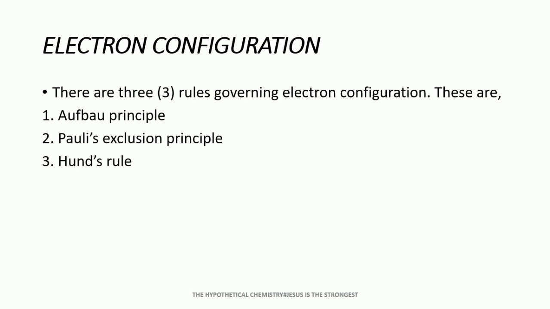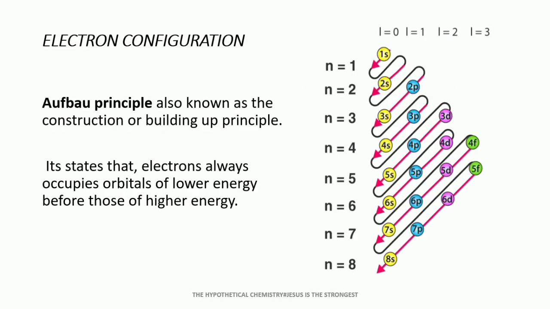The Aufbau principle is also known as the building up or the construction principle. So let's begin explaining them by talking about the Aufbau principle first. As I said earlier, it is also known as the construction or the building up principle. It states that electrons always occupy orbitals of lower energy before those of higher energy. So when you move from the first shell, the second shell, the third shell, as the principal quantum number is increasing, the energy level also increases.